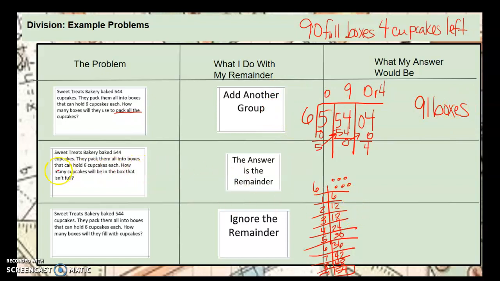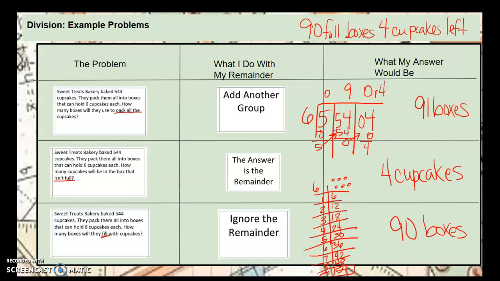Now this one says how many cupcakes will be in the box that isn't full. The reason that's the remainder is because it's 4 cupcakes, okay? There's 4 cupcakes, remember, in that extra box. And this one says how many boxes will they fill? Well, there's only 90 that are full, so you're going to put 90 boxes, right? So, same exact problem, just 3 different questions with 3 different answers.